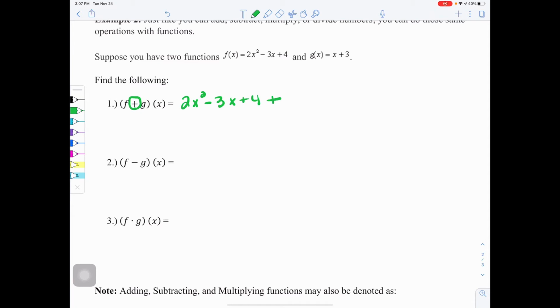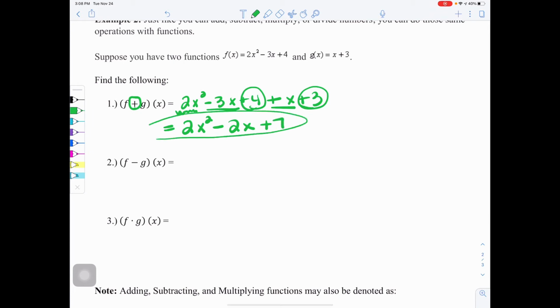We're going to add to that x plus 3. So now this should also be taking you back to when we worked on all of our polynomial operations. We have like terms that we're going to have to combine. So I see like terms of negative 3x and x. Everything else is different than that. We don't have anything to go with the 2x squareds, but we do have 4 and 3 that count as like terms. So that means my final answer is 2x squared. My x's give me negative 2x, and 4 plus 3 makes 7. So there is f plus g of x.